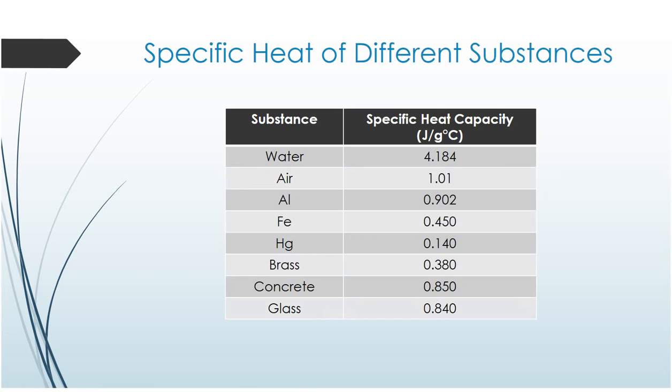Now, what does that really mean for us? When we look at heat capacity and specific heat capacity, the terms are almost interchangeable except for the gram component. Water has the highest by a lot. Air is really low. It doesn't take much to heat up the air above a pan or something. And metals in general are very low as well. It doesn't take hardly any energy to heat up a metal.